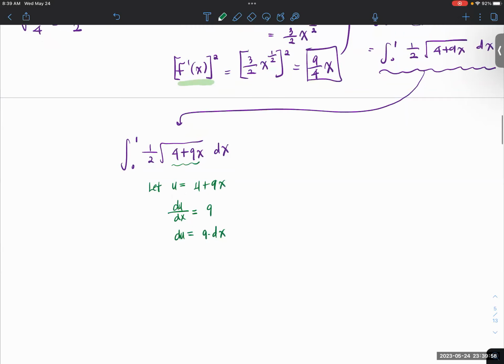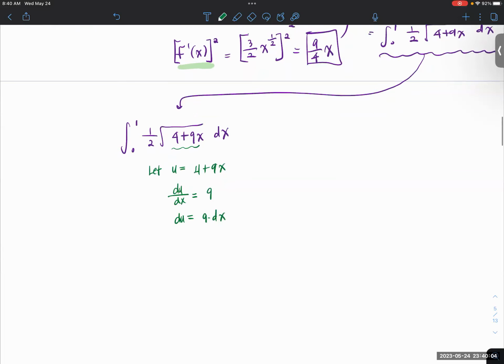And then think about it, we need to solve for dx. So dx will be 1 over 9 du. Are we okay? So this is the u substitution. So we used to have the bounds 0 to 1 in terms of the x variable. I'm going to convert them to u. So u at 0 is 4 plus 9 times 0, which is 4.